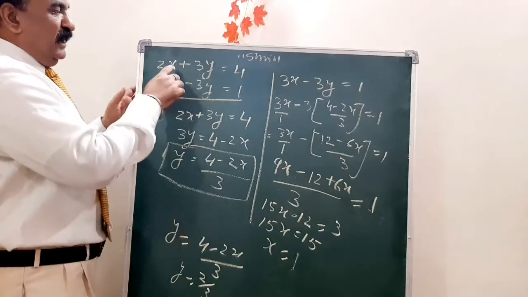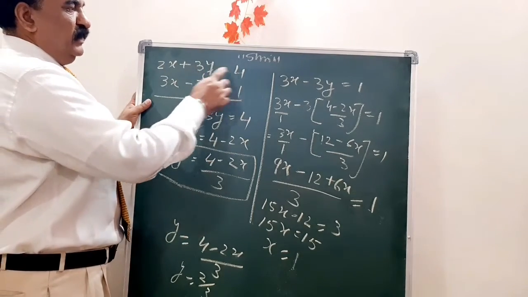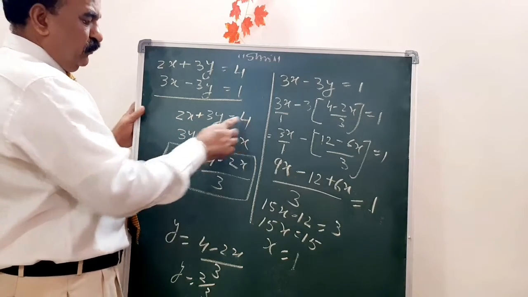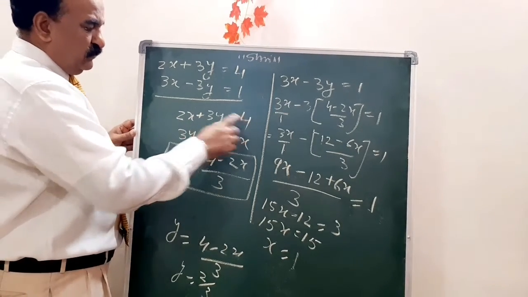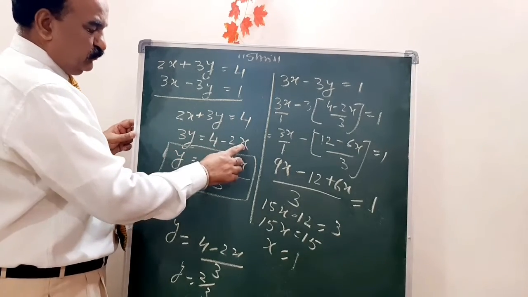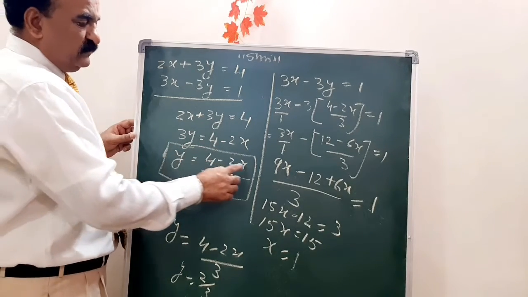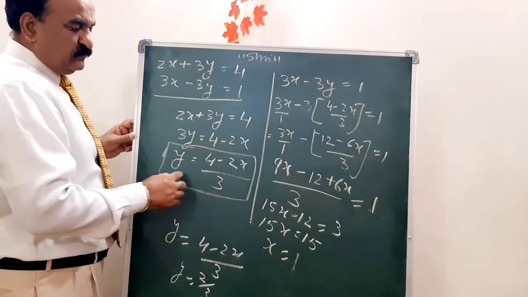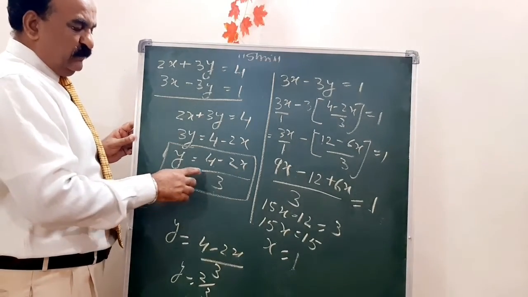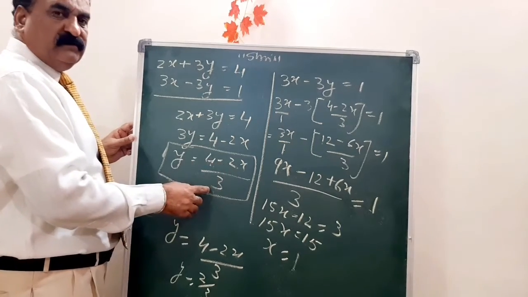Again see. I am taking the first equation, 2x plus 3y equal to 4. So 3y is equal to 4, transfer plus 2x on this side. So 3y is equal to 4 minus 2x. Y is equal to (4 minus 2x) upon 3. In place of y, you can put (4 minus 2x) upon 3.